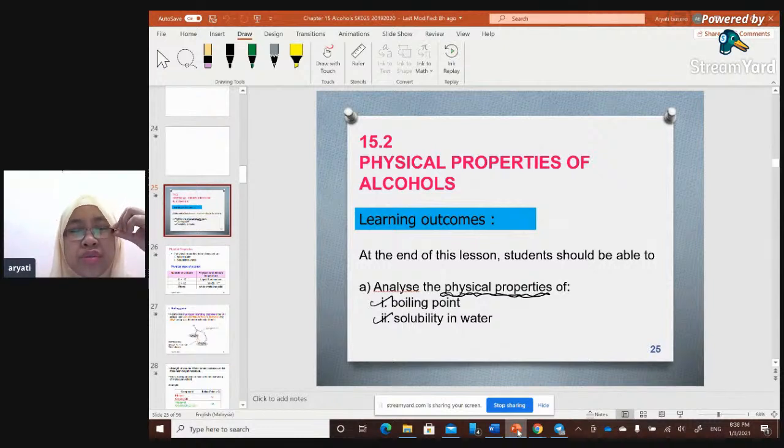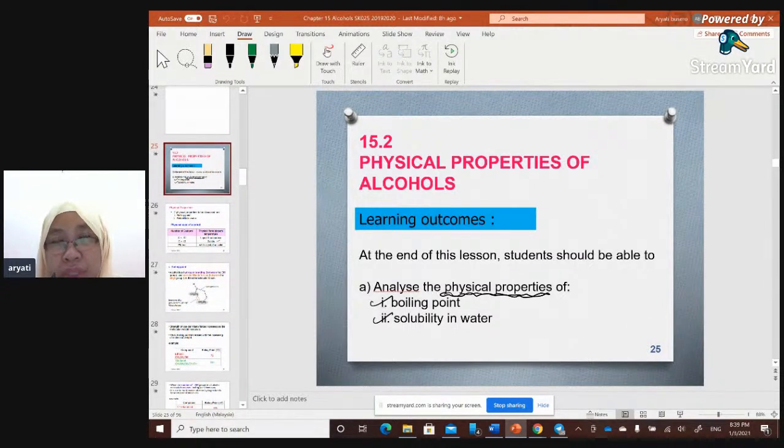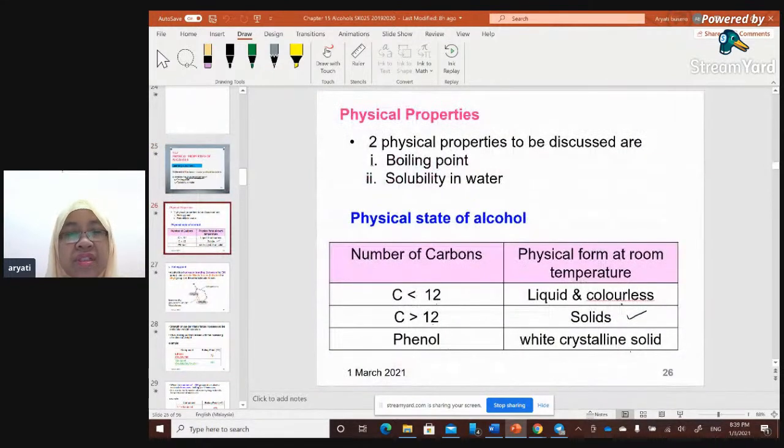Tonight I want to discuss the physical properties of alcohol. I will just refresh for today's lesson. The physical properties of alcohol that we will discuss are the boiling point and the solubility.